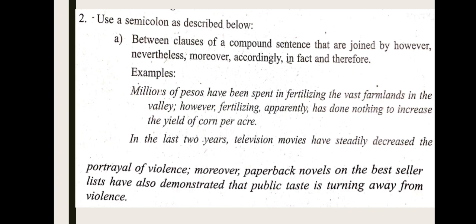The next one we can learn is the use of semicolon as described below. In A, between clauses of a compound sentence that are joined by however, nevertheless, moreover, accordingly, in fact, and therefore. Examples: Millions of pesos have been spent in fertilizing the vast farmlands in the valley; however, fertilizing apparently has done nothing to increase the yield of corn per acre.